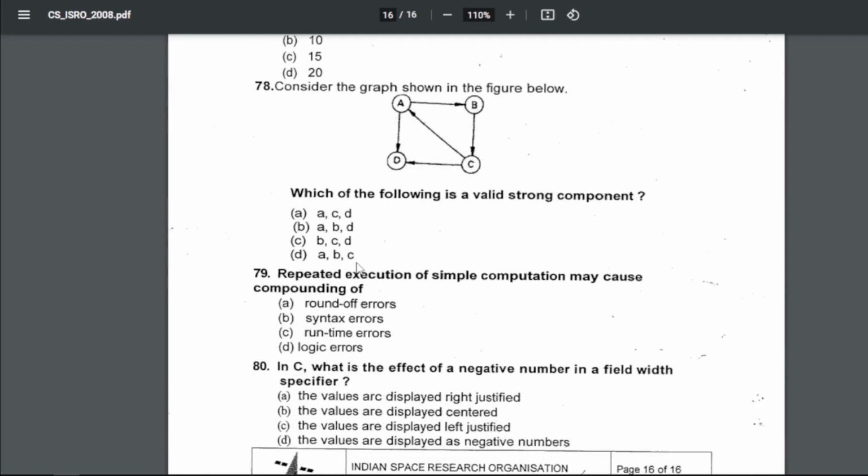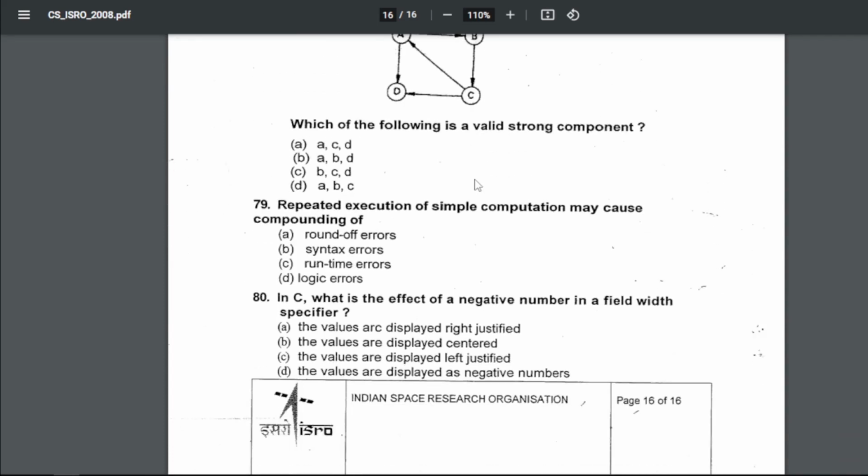78 is consider the graph shown in the figure. Which of the following is a valid strong component? Here we have to find the component of the graph. If you solve this, you will get the component of the graph as A, B and C, right? So this could be your valid strong component.